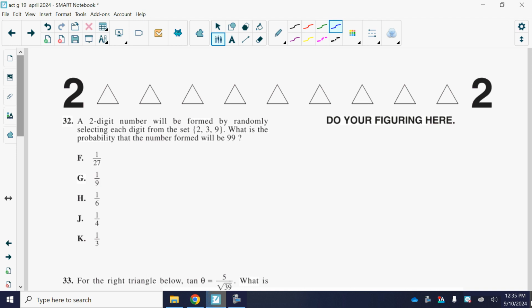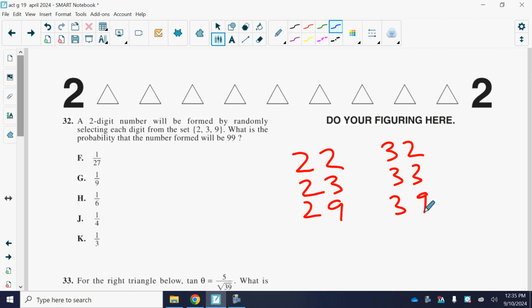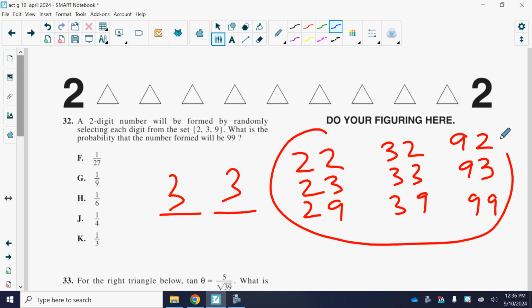Now this one is a little confusing. The two-digit number can be any of the three, so it could be any of these. In other words, how many possibilities? 3 numbers can go in the first block, 3 numbers can go in the second block. It's any of those 9 possibilities. So what is the chance that it'll be 99? It's G, 1 out of 9.